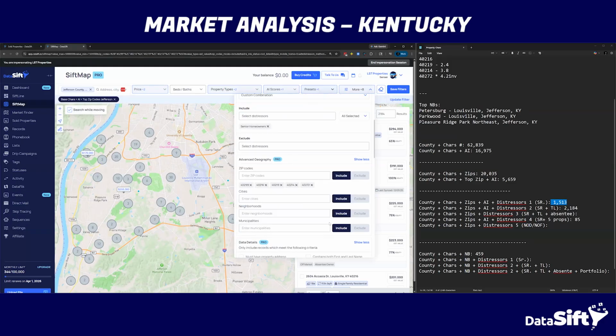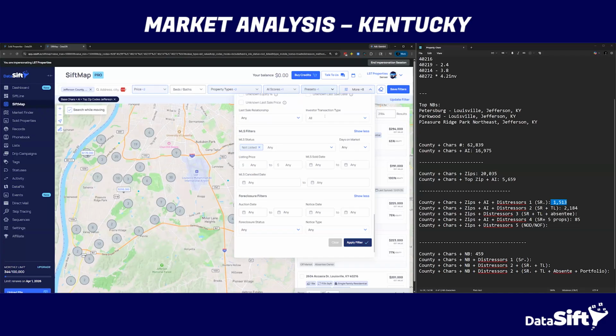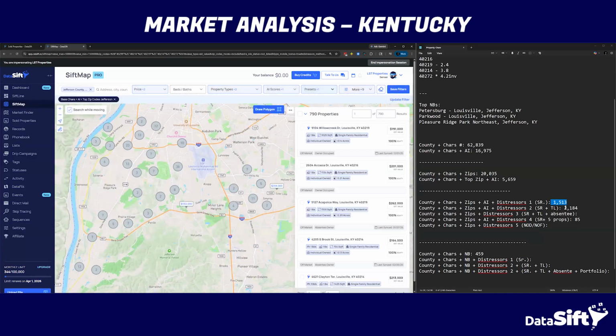I was going to say 2,100. That seems like a lot. Let's see, it's got to be less than that. 790. Okay, that makes more sense. So 790. It cut about 50%, but 50% of the people in the top zip codes are senior owners and have a high AI score.